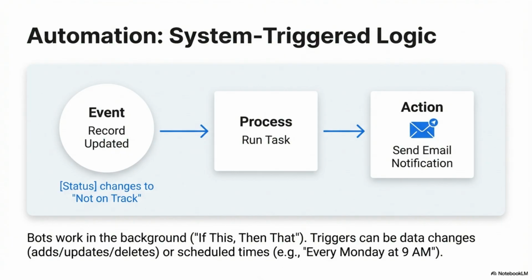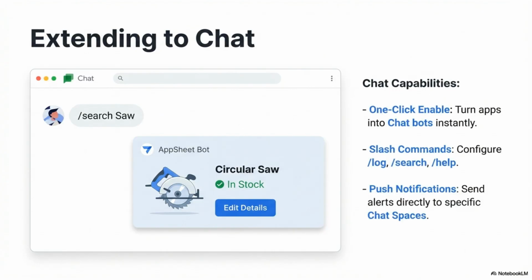Automation involves system-triggered logic, operating in the background as if this then that bots. Triggers can be data changes, like a status update, leading to a process and an action, such as sending an email notification. You can extend AppSheet capabilities to chat.